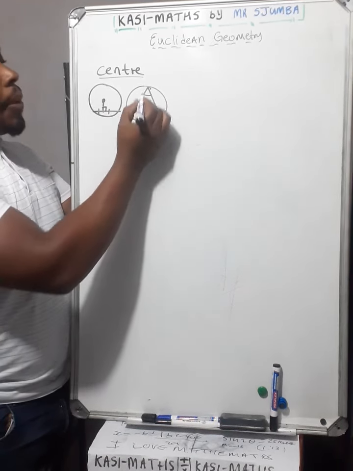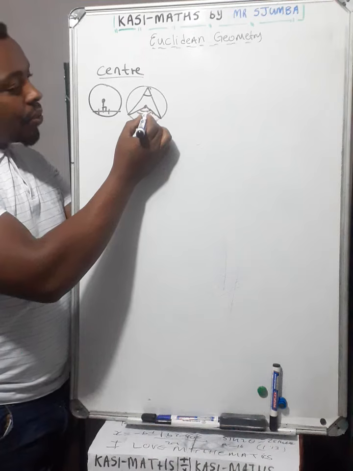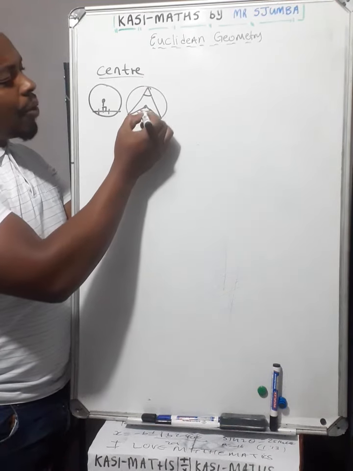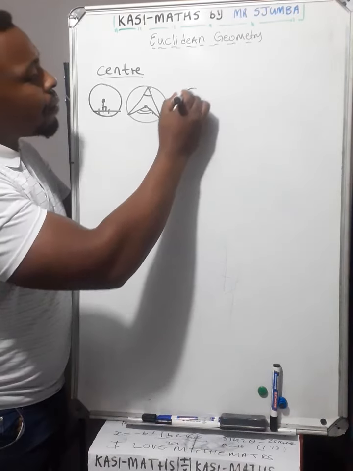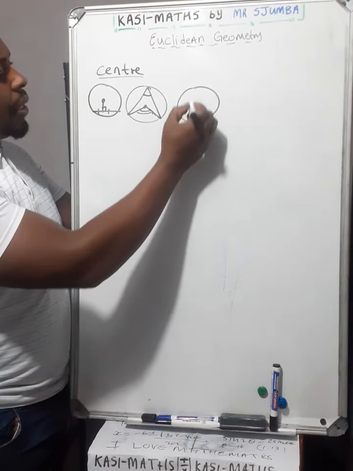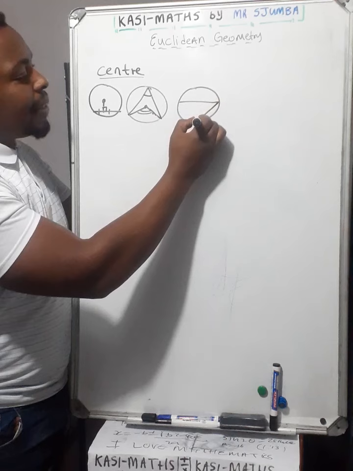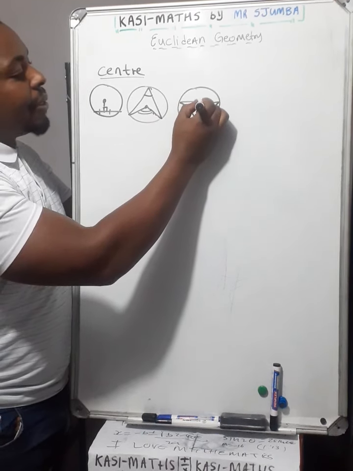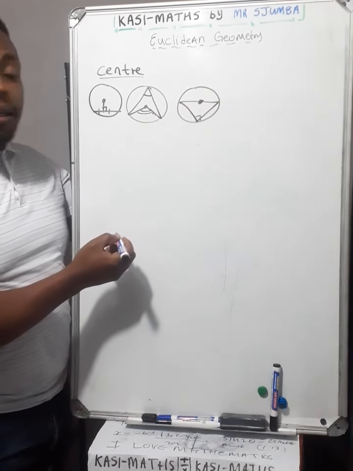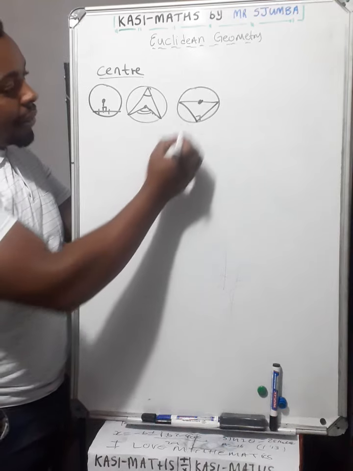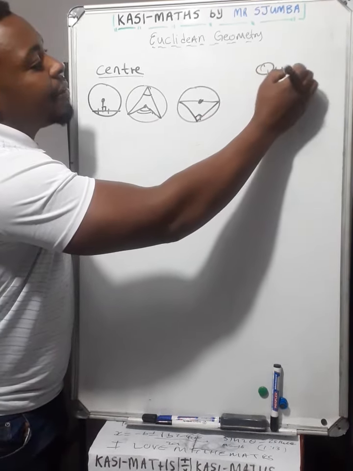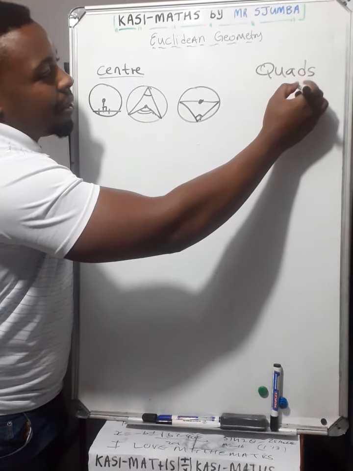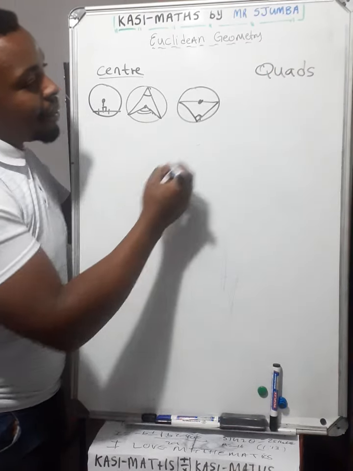So we know that if it is 40 here, then it is 80 there, and if it is 100 here, then it is 50 there. Then the angle subtended by the diameter is equal to 90 degrees, or angles in a semicircle. And then we have cyclic quads.